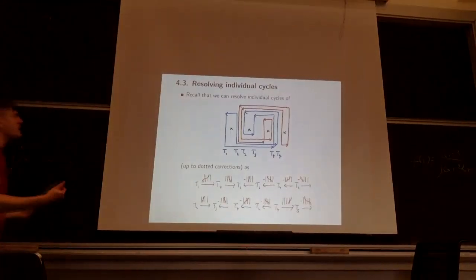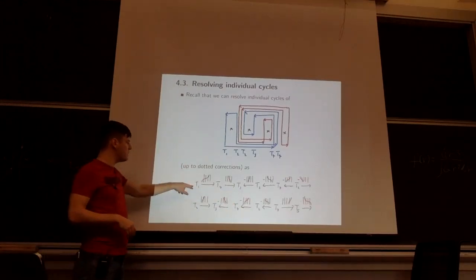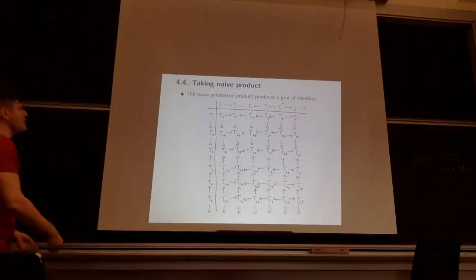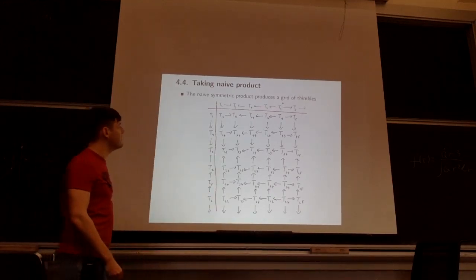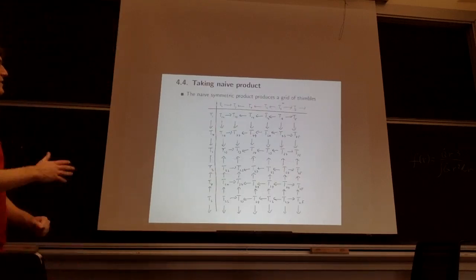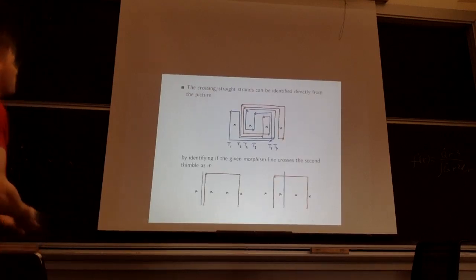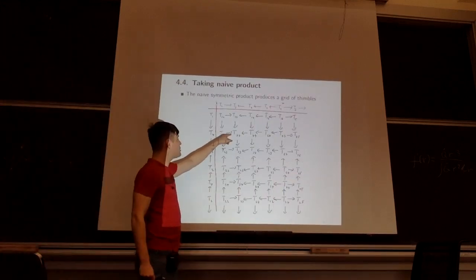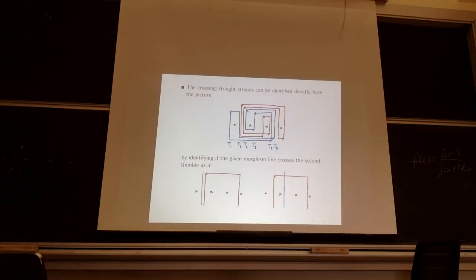Okay, so now as I told you, we can resolve the individual cycles as we did before for the single strand. We get the following two resolutions, and we can take the naive symmetric product, leading to this kind of toric grid. Is it okay? You understand what I did, hopefully. Now some of the maps in the previous grid correspond to maps that cross strands, and some of them don't cross. So how to identify which ones cross and which ones don't?